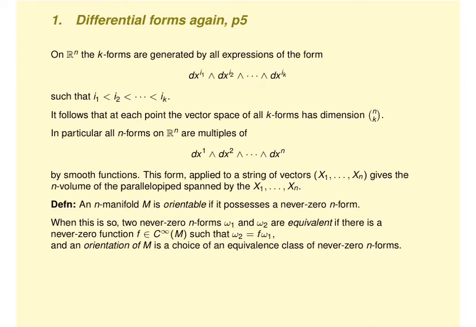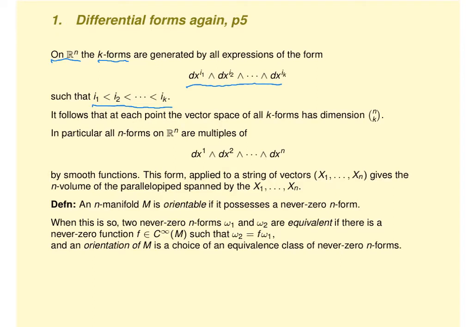So first of all, think of Rn and think of the actual k-forms. k equals 0 and k equals 1 are pretty straightforward, so think of 2 or higher. The k-forms are generated by all expressions here, wedge products of dx, where x is one of the coordinate functions on Rn, and the indices are in strictly increasing order.